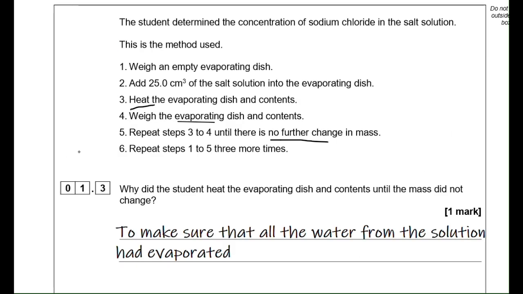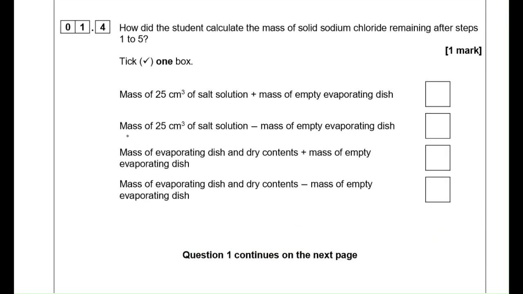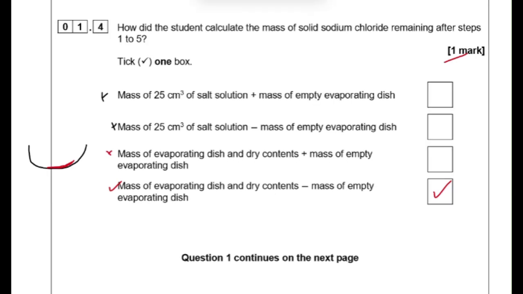So let's go up and have a look at what we have got here. We've already said that the evaporating dish needs to be dry. Okay, so we need then to not have any liquid present. So the first two, the two with solutions in, they can't be right. So let's look at our evaporating dish. Inside that dish, we've got our salt, and that is what we're trying to measure. So we need to take away the mass of the dish from the mass of the dish and the salt. So it can't be number 3. It must be choice number 4. Mass of evaporating dish and dry contents minus mass of empty evaporating dish.